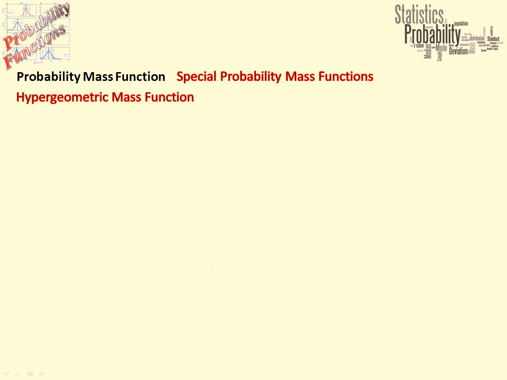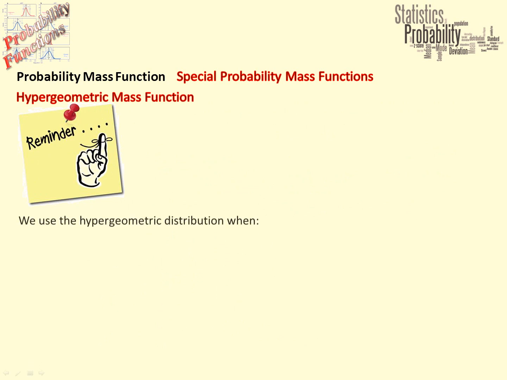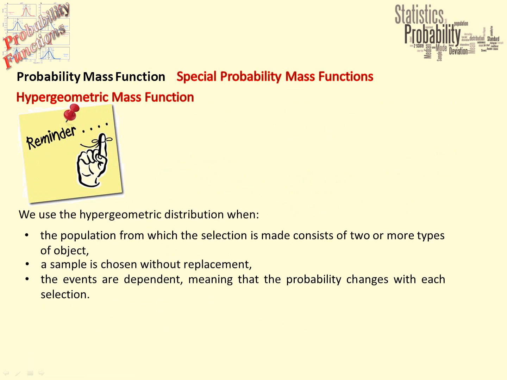Now let's look at the hypergeometric mass function. A reminder of the difference: we use the hypergeometric distribution when the population has 2 or more types of objects. So that's already different from the binomial, because the binomial can only have 2, success or failure. This one can have more than 2, it can have any number of objects. It just means we have to allow for each in the formula. A sample is chosen without replacement, so no replacement, and that means the events are dependent. The probability changes with each selection.